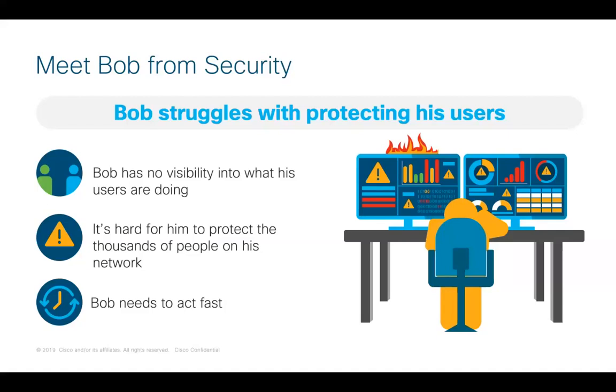And second, there are so many people in his organization that it's hard to keep track, hard to make sure that everybody's protected on and off network. And finally, when you have this scalability issue, and you're not able to see everything, it's harder to act fast. Bob's always crunching through data, looking at the information, trying to build correlations, trying to find information that's useful. And he just constantly struggles with this.